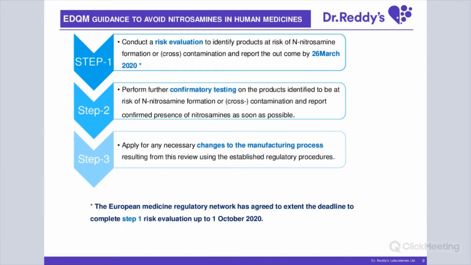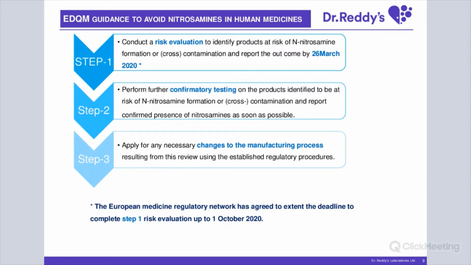This slide talks about the EDQM, the European authority, which has given guidance on how we can efficiently avoid nitrosamines in human medicines. So they proposed a three-step process. Step one is basically we have to conduct a risk evaluation. Industry is asked to conduct a risk evaluation to identify the products where there is a possibility of the formation of nitrosamines, or any possibility of formation because of cross contamination, because sometimes in the API facilities a lot of multiple products are manufactured in one line.